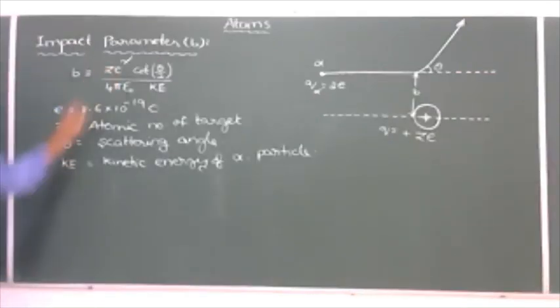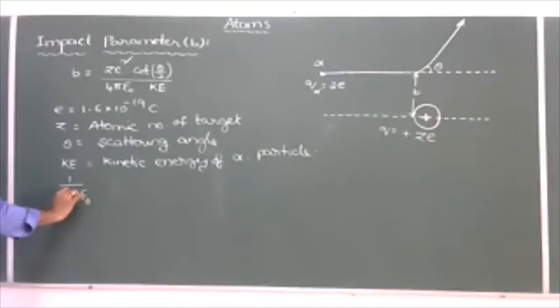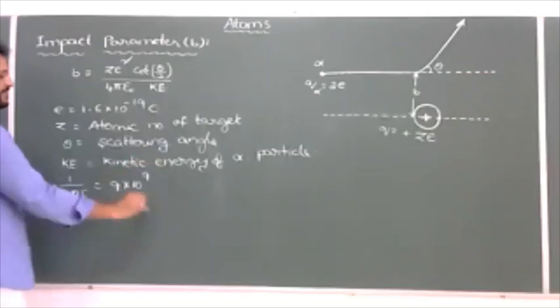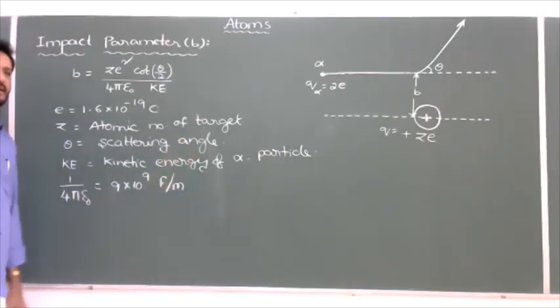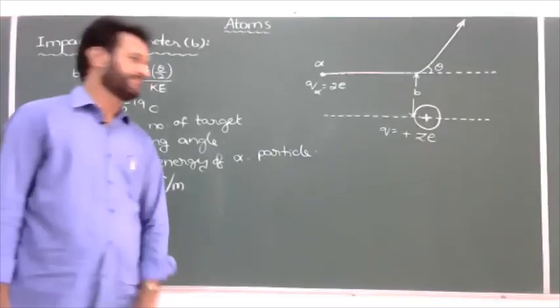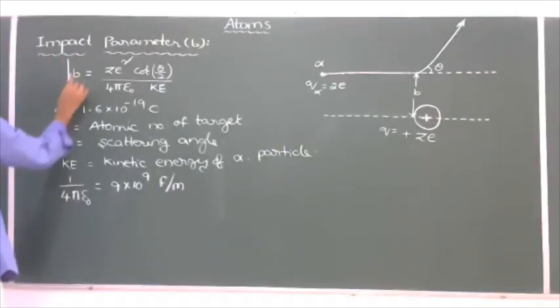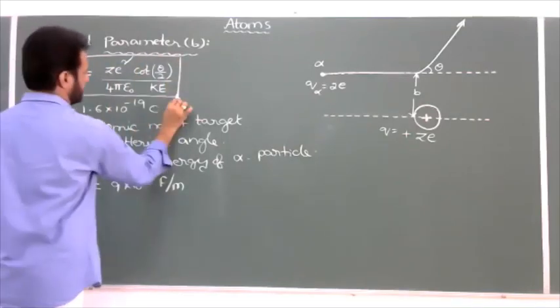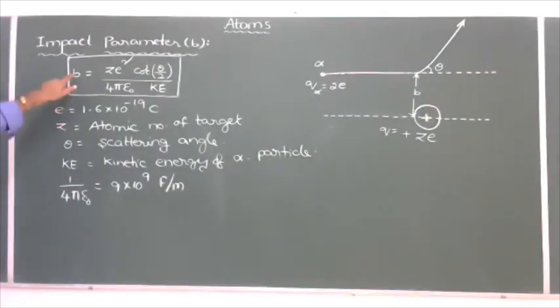And here 1 by 4 pi epsilon naught is a constant value. You should write 9 into 10 to the power of 9 farad per meter, or Newton meter square per coulomb square. These are constant values. And remember this formula. No derivation is needed for PU level, but for complete exams, remember this formula carefully. But how are the impact parameter and theta related here?